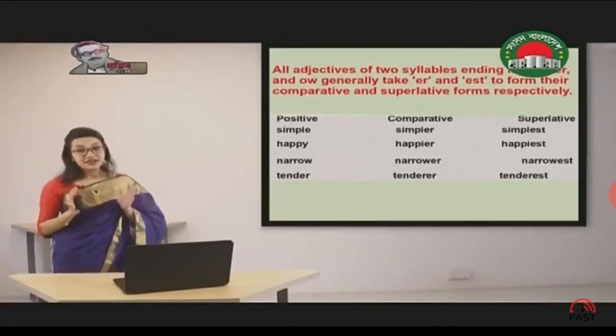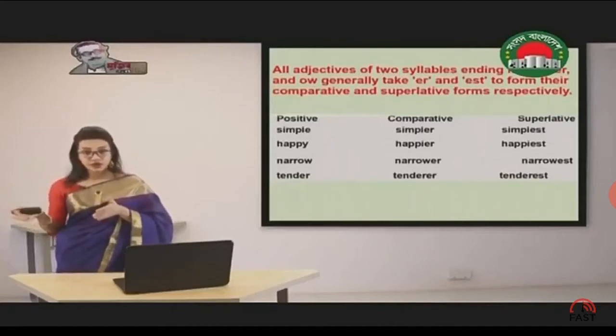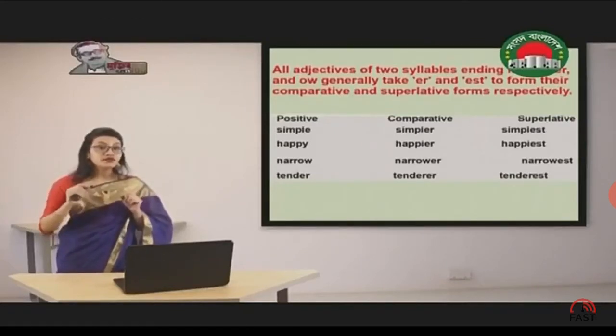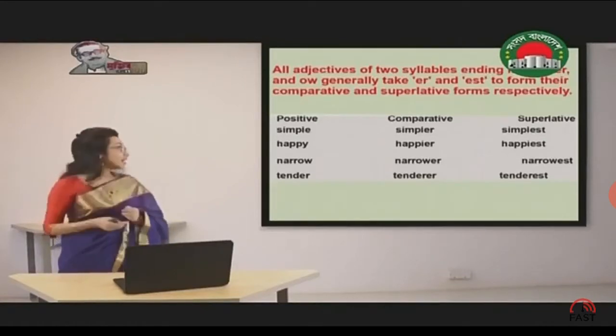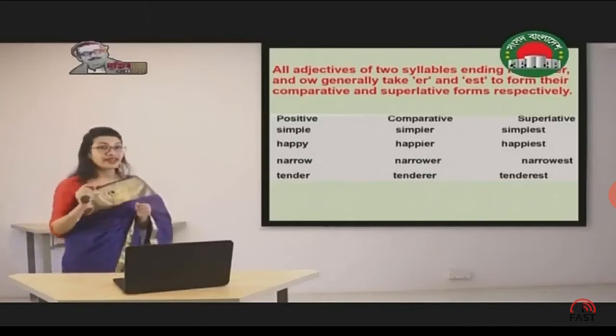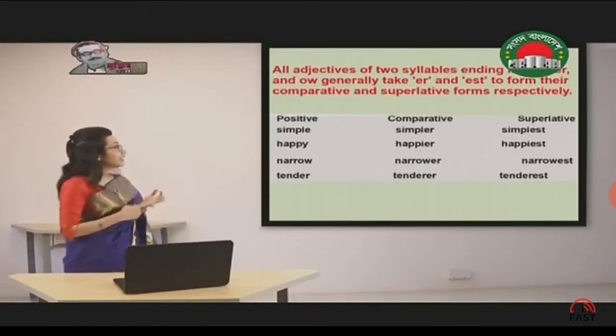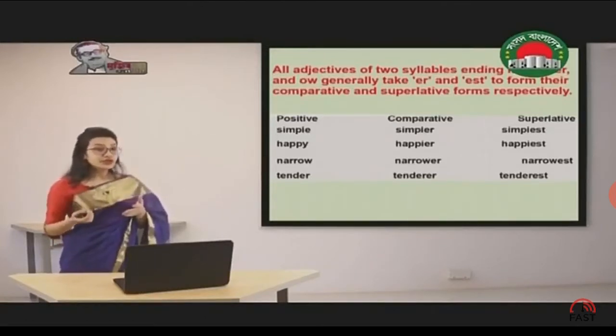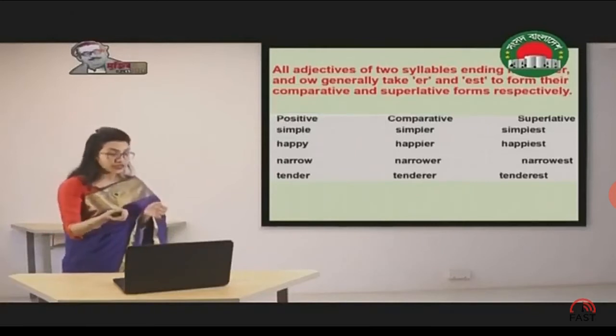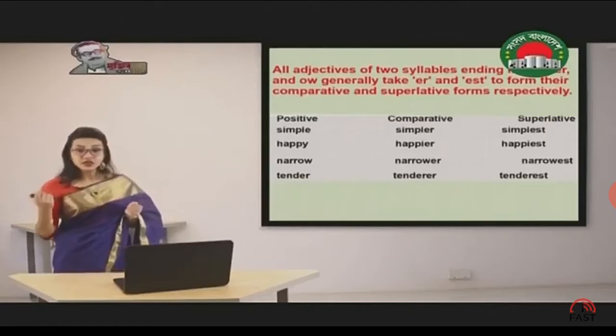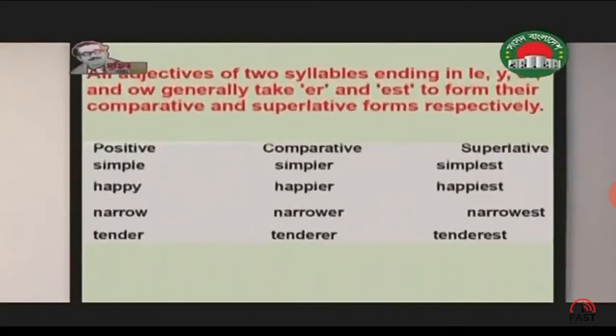So if the adjective is a two-syllable word, that means you are going to pronounce it not once but twice. There will be two segments, and in this case, if the word ends with LY, LE, ER, or OW, then you're going to use ER in comparative and EST in superlative. For example, simple, simpler, simplest, happy, happier, happiest.